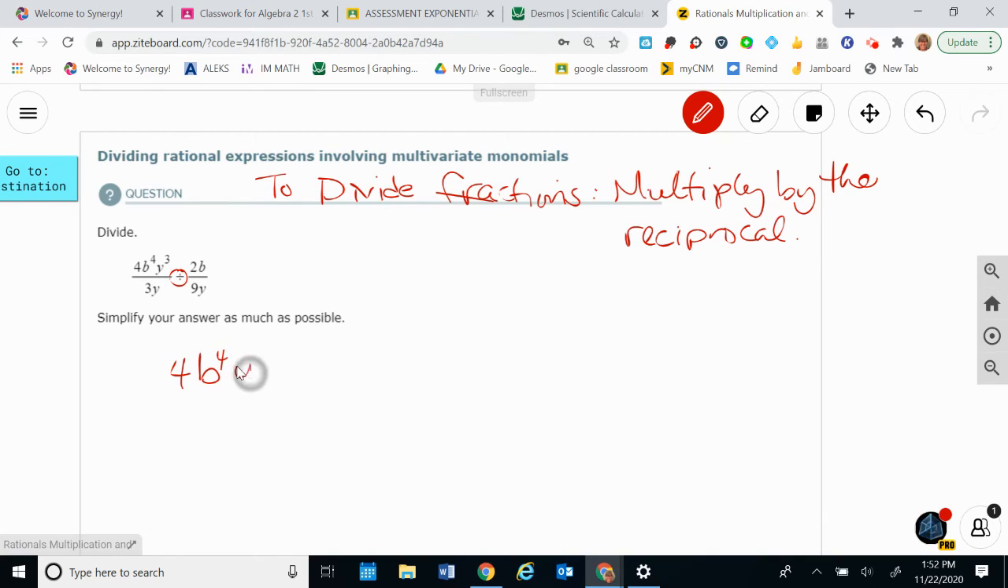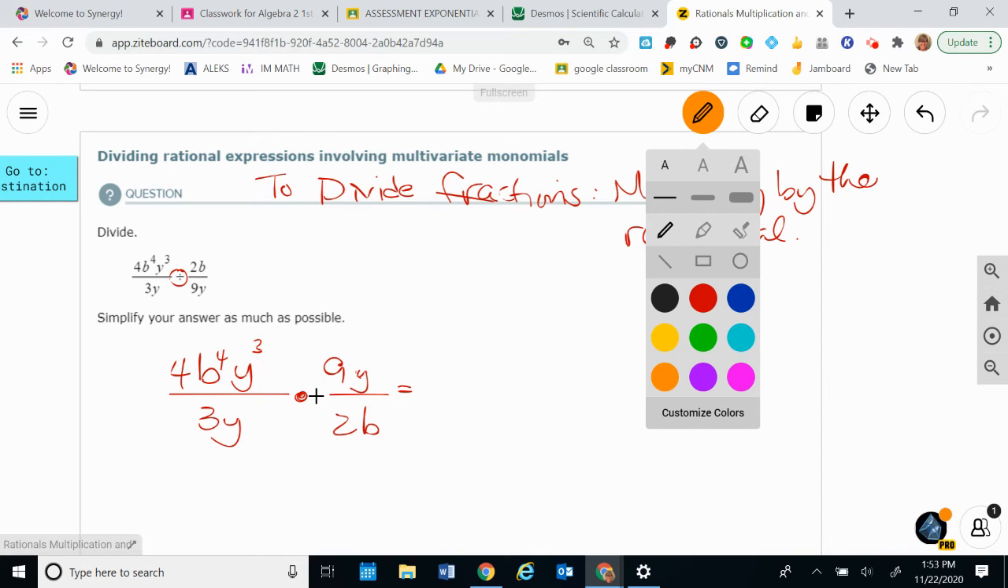4b to the 4th y cubed over 3y. Multiply 9y over 2b. The reciprocal. Multiply by the reciprocal. We just flipped this guy. Okay? And now you need to cancel. Okay, I'll do canceling in a different color because it's fun.